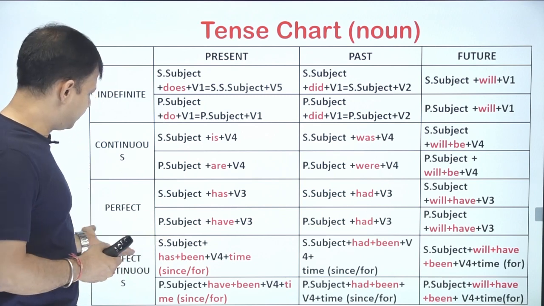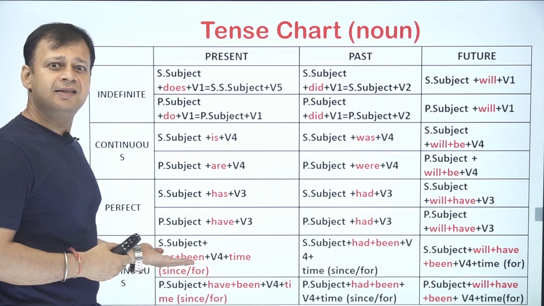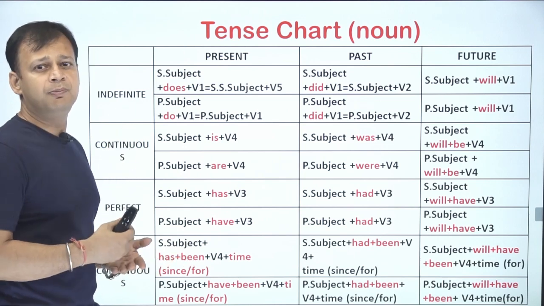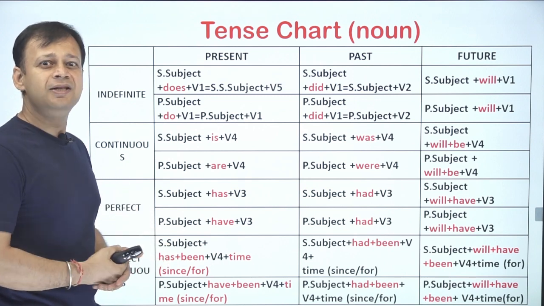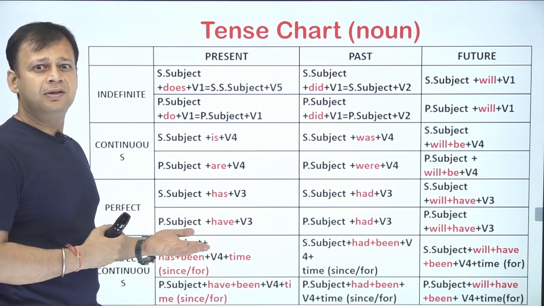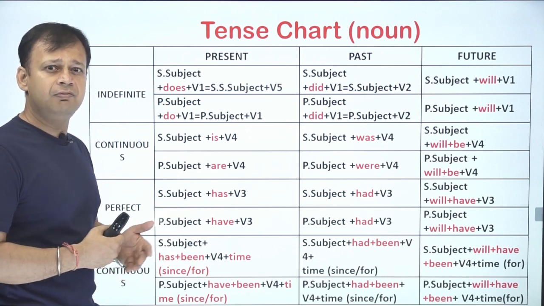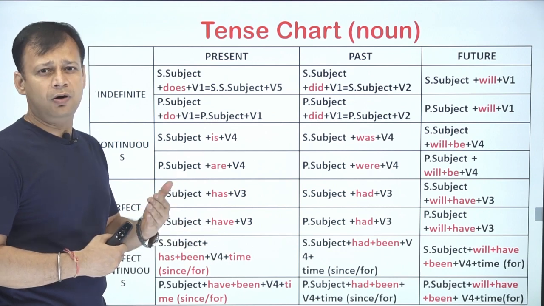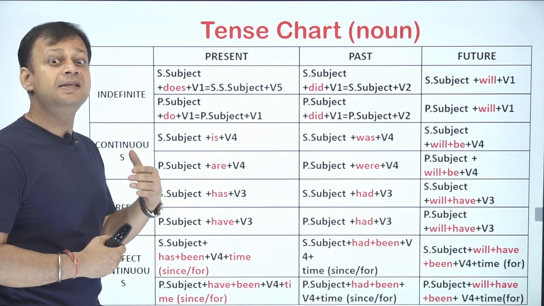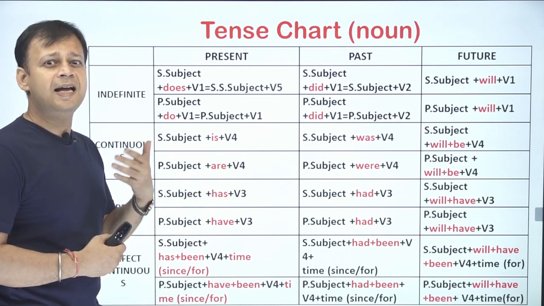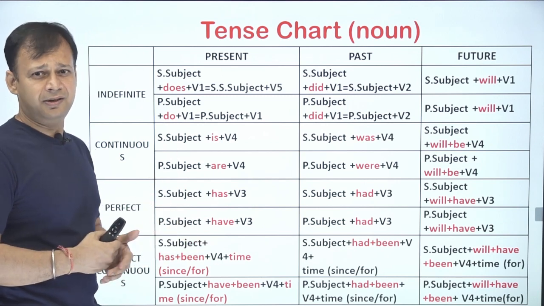In case of perfect continuous tense, we have to use has been as the helping verb. So change of tense, the helping verb becomes has plus been, plus V4 because been is there, so ing form. And the most important thing, time must be mentioned over here. As far as time is concerned, we can mention since or for. Since is used for definite time. When the time is definite, fixed, it is exactly clear when did it start. For is used for indefinite time.